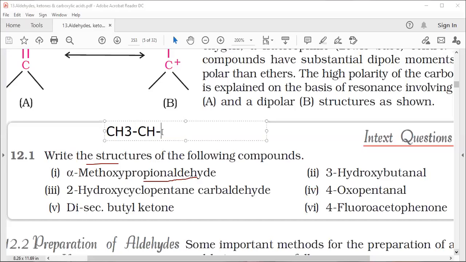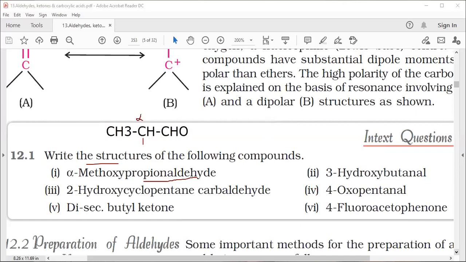Alpha methoxypropionaldehyde. So CH3CH, this is propionaldehyde, and this carbon is called alpha carbon. So you have to write here bond and OCH3. Methoxy group means OCH3. So here we write OCH3 group.